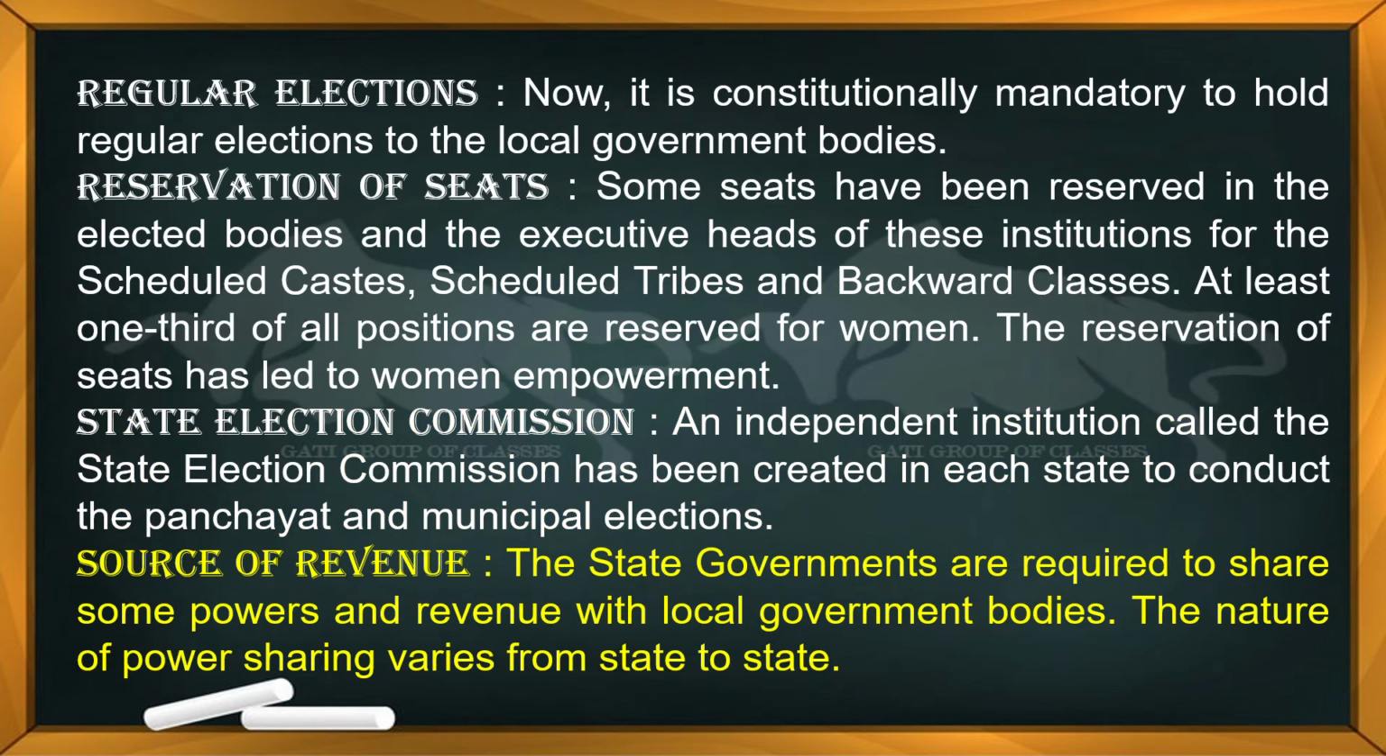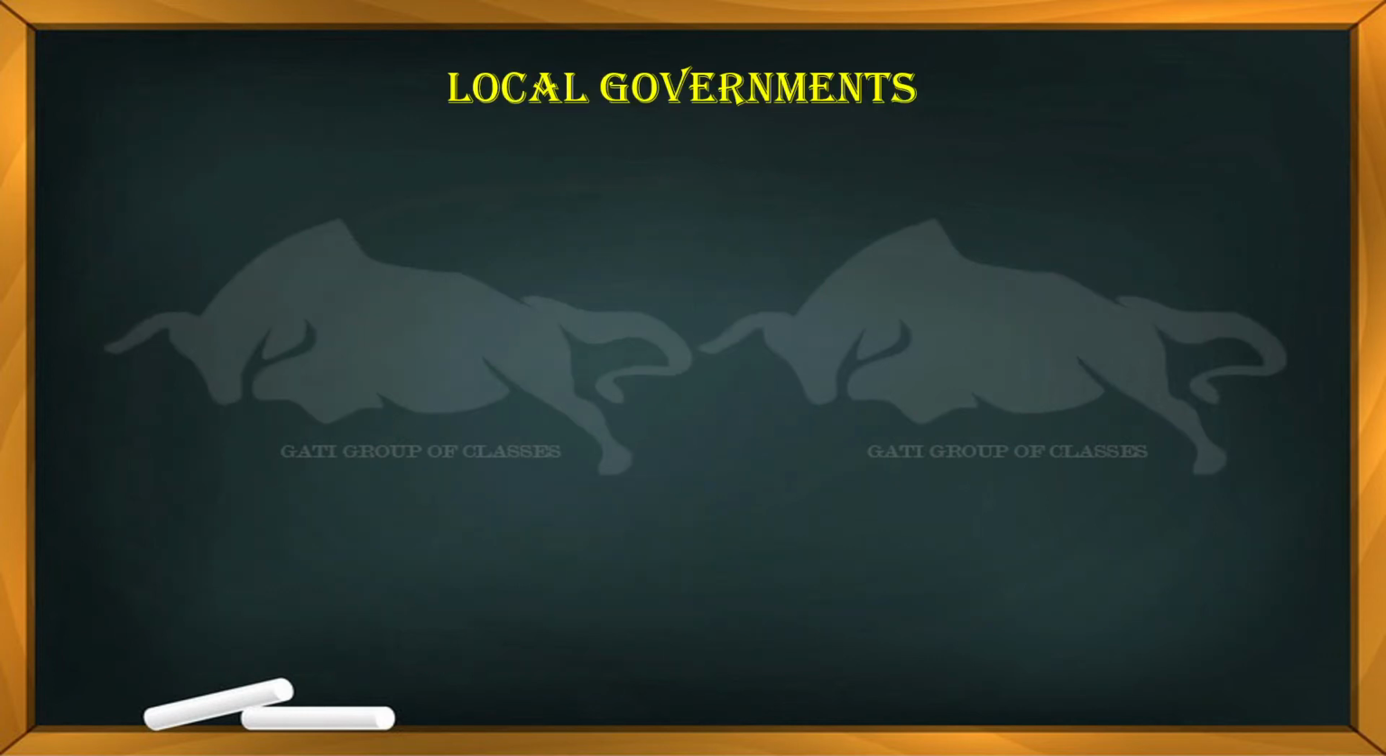State governments are required to share some powers and even revenue with the local government bodies to make their work effective. The nature of the power sharing varies from state to state, because equal powers have not been given to every local government.